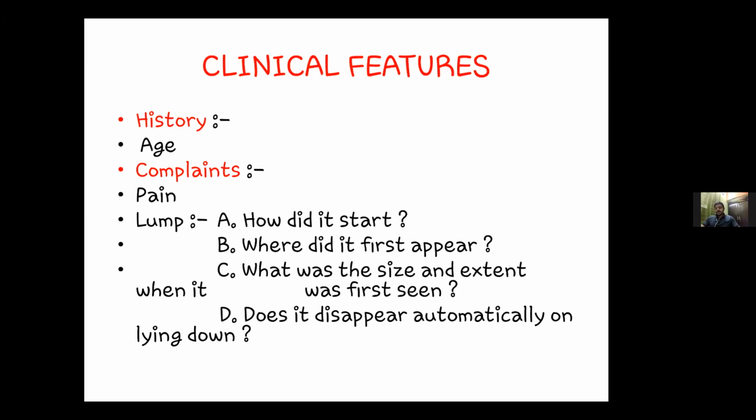Next question is: what was the size and extent when it was first seen? If the patient has seen the swelling directly at the bottom of the scrotum, it is usually a congenital type of indirect inguinal hernia. Even though the name suggests it is a congenital inguinal hernia, it can occur at any period of life. Whereas in case of the acquired variety, the patient complains that he or she noticed a small swelling which has developed over a period of time.